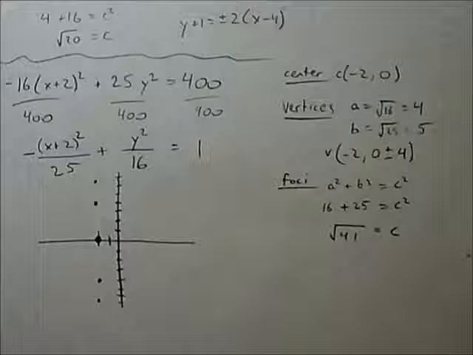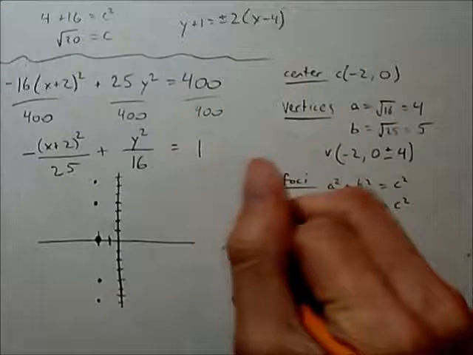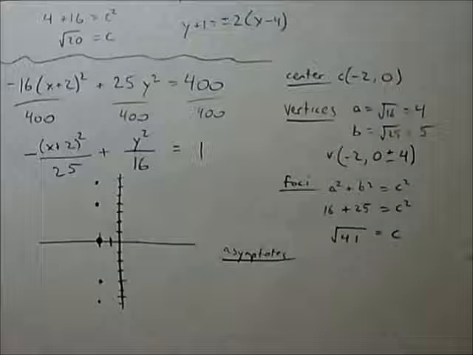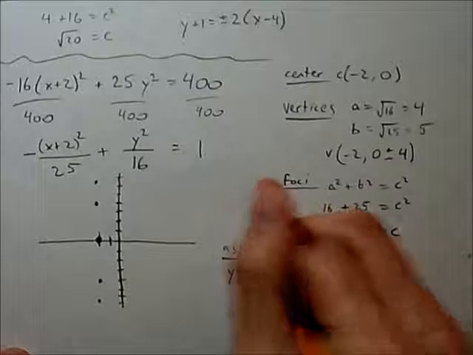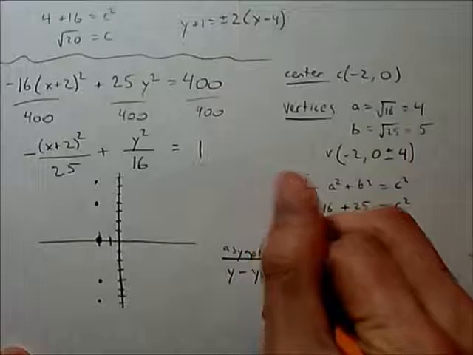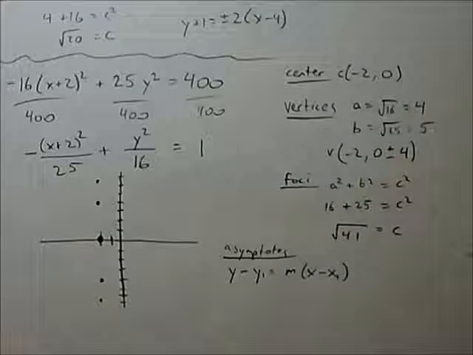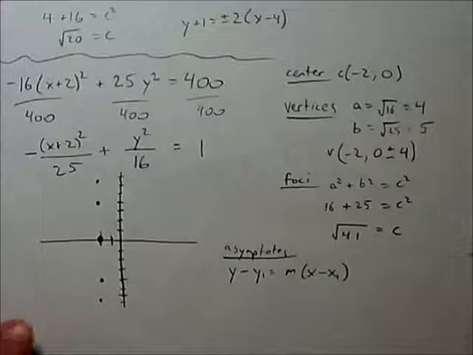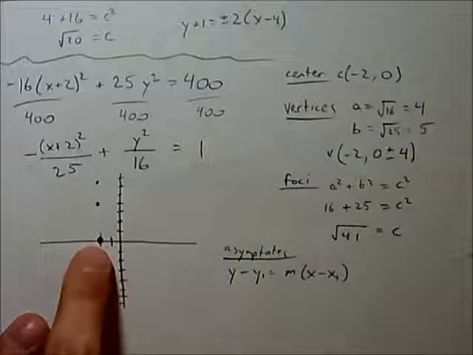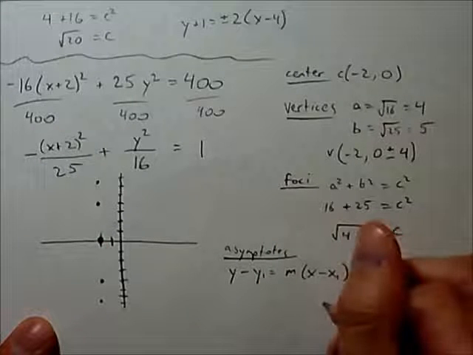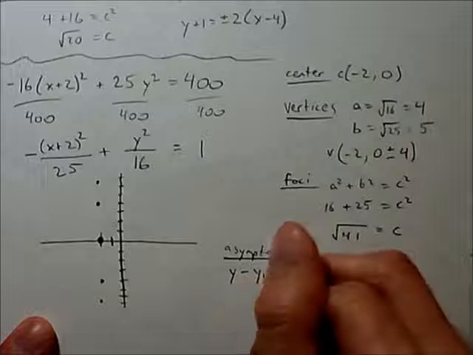Okay. Now we need the asymptotes. So what we're going to do is first write out the equation that we're going to use. This is the point slope equation for a line. And now let's figure out what the slope and point are going to be. So the point's always going to be the center, -2, 0. So -2 is the x value. Since it's minus a negative, we'll make that a +2. And then 0 for the y.